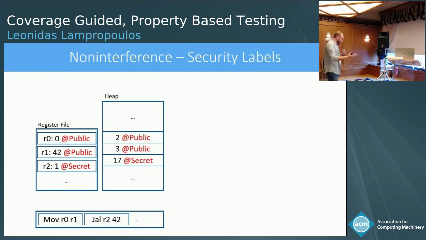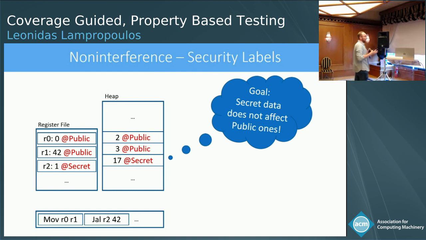Now, in information flow control, we attach security labels to every single piece of data in our machine. So we say that each piece of data is either public or secret, and the goal is that secret data somehow does not affect public ones.